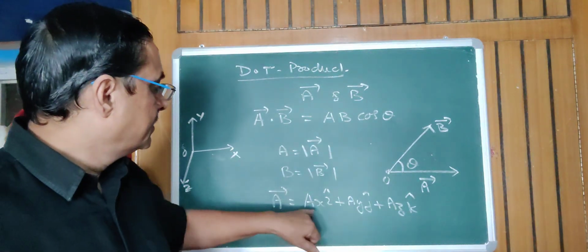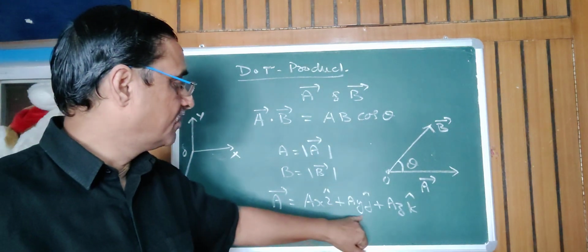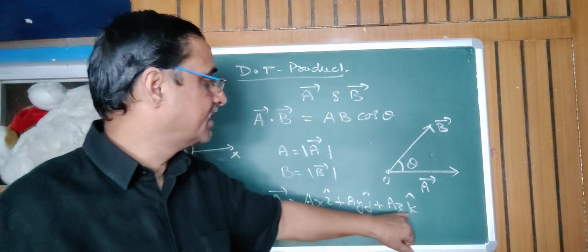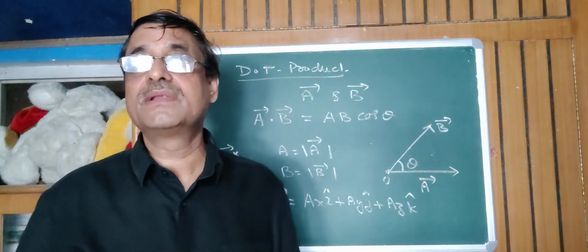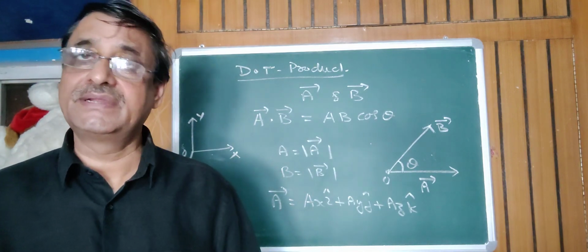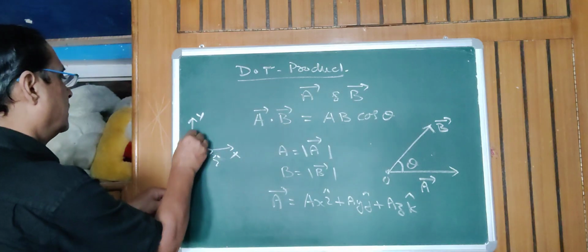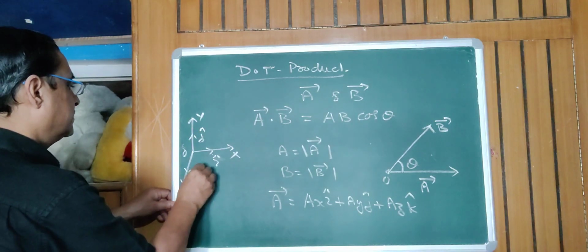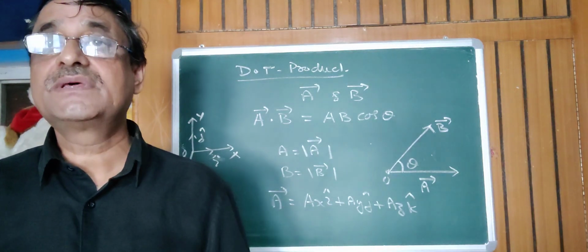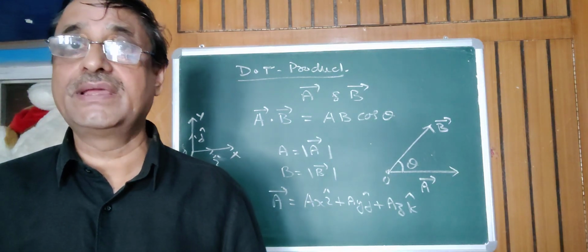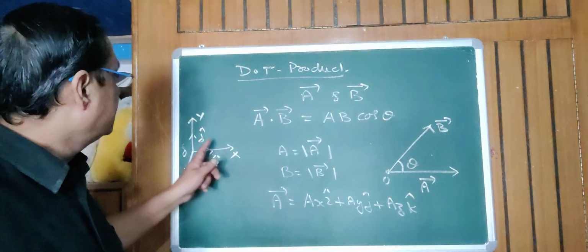This is how we represent vector A. AX is the component of A along the x-axis, AY along the y-axis, and AZ along the z-axis. Whereas i cap, j cap, and k cap are the unit vectors along x, y, and z, as all of you know. These are called unit vectors along the x, y, and z components. Now this is called 3D.